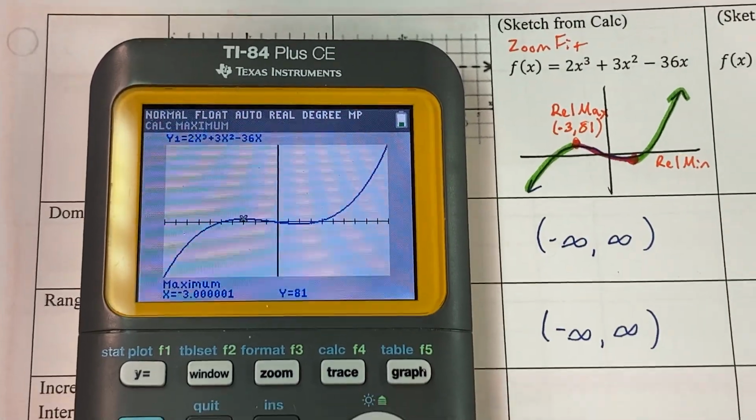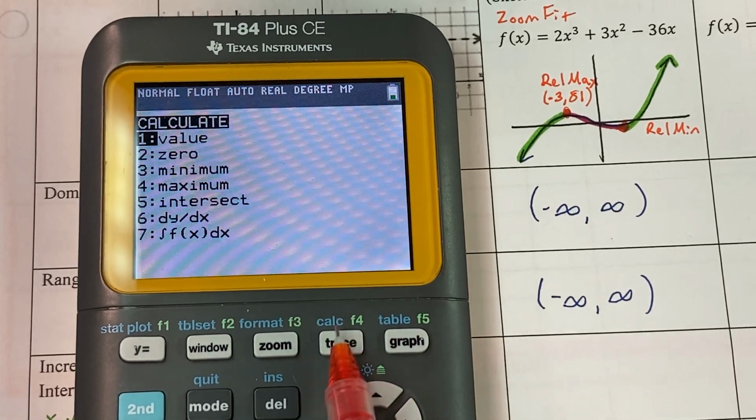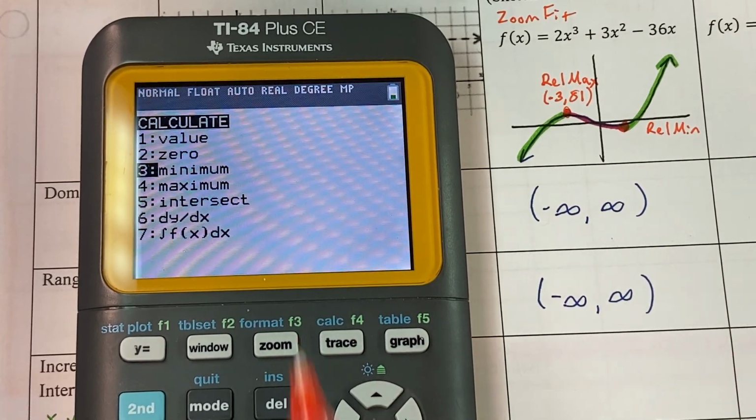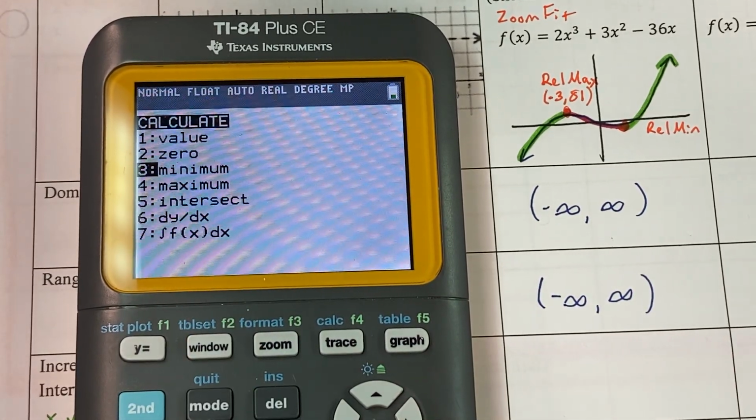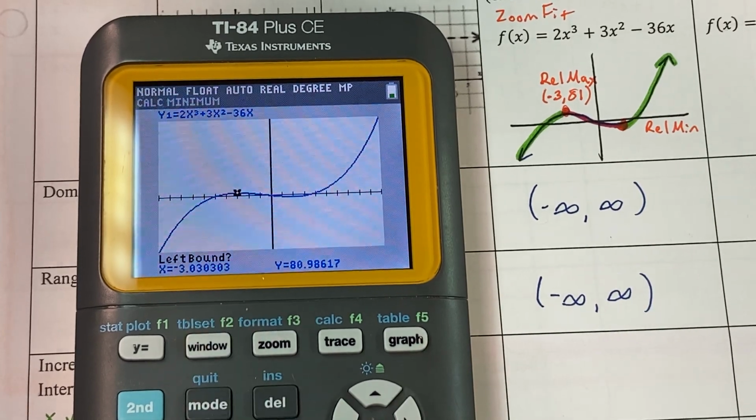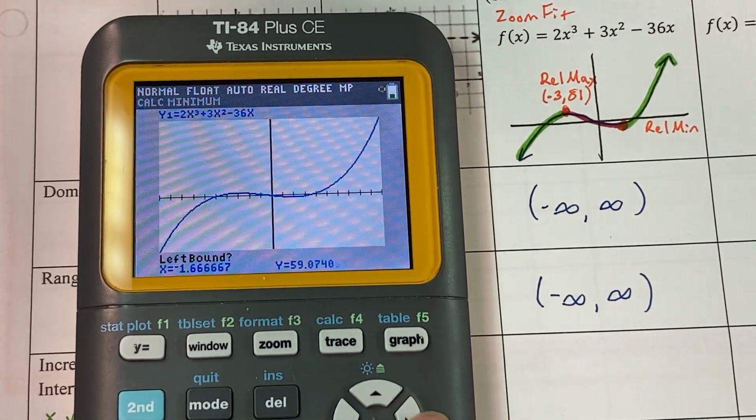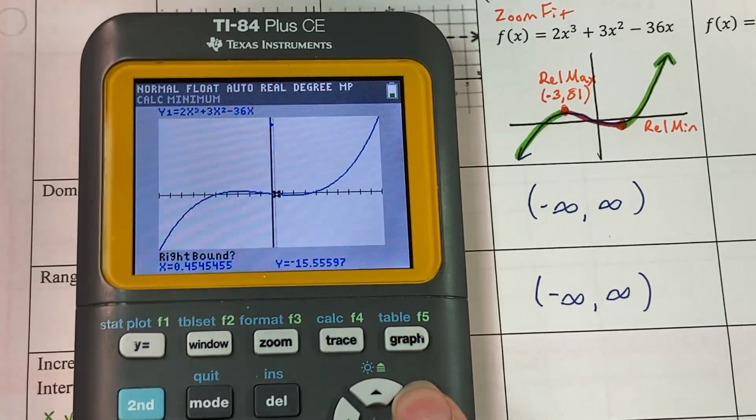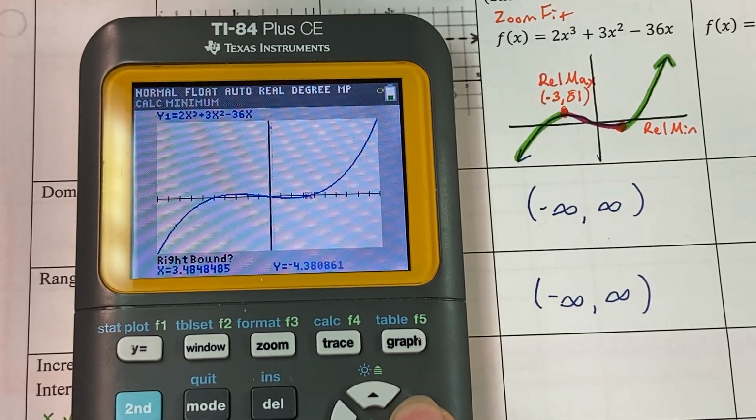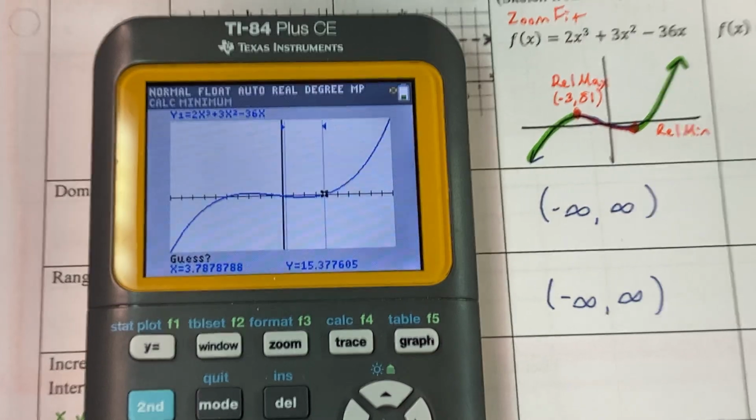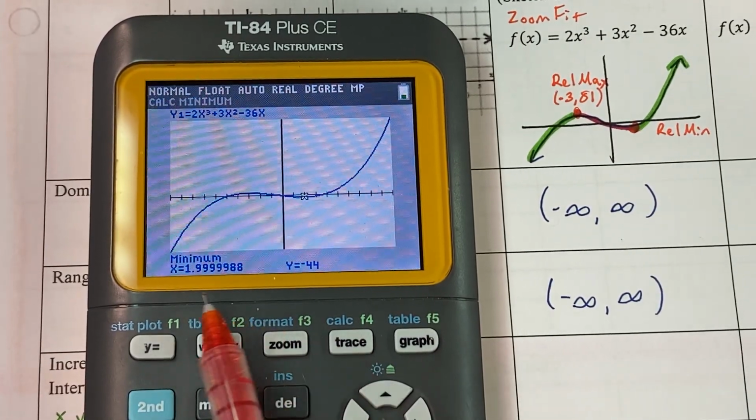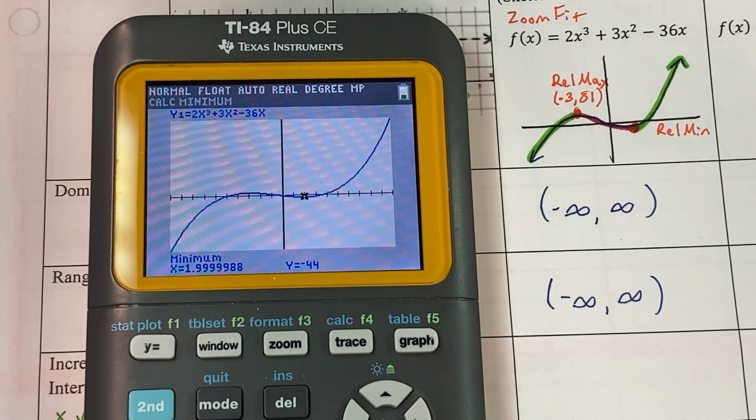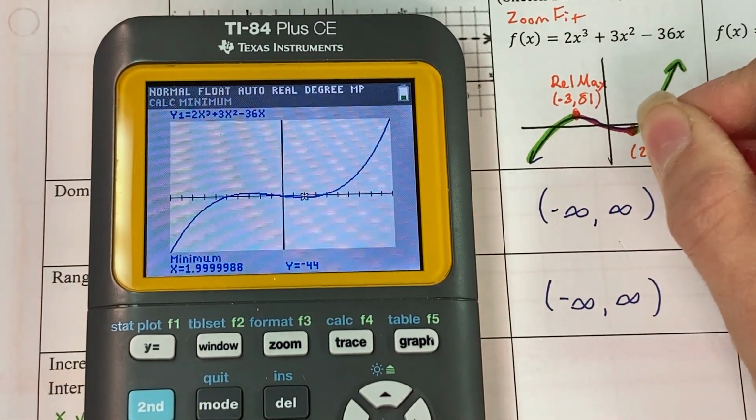And now we're going to do the same thing to find the relative minimum. To calculate on our graph, we hit second trace, which takes us to the calculate tab. This time we're going to select option 3 or minimum. And now it's going to ask those 3 prompts again. So now this time I want to go to the left of my minimum and press enter. To the right of my minimum and press enter. And I'm just going to press enter for the guess, and it takes me to this point. So again, sometimes your calculator just does some weird rounding stuff. We can assume that this is 2, negative 44.